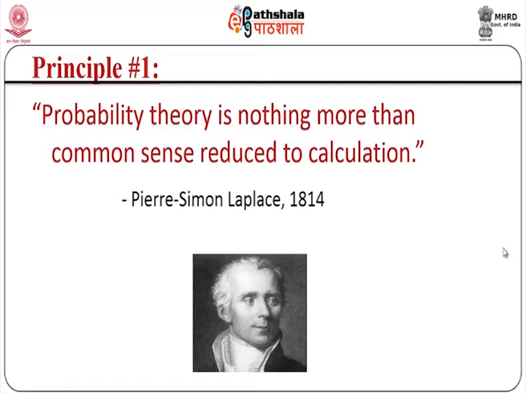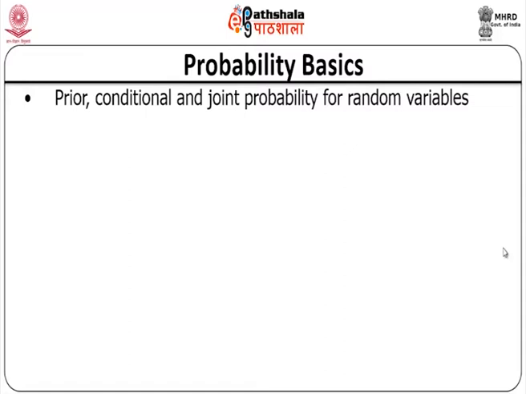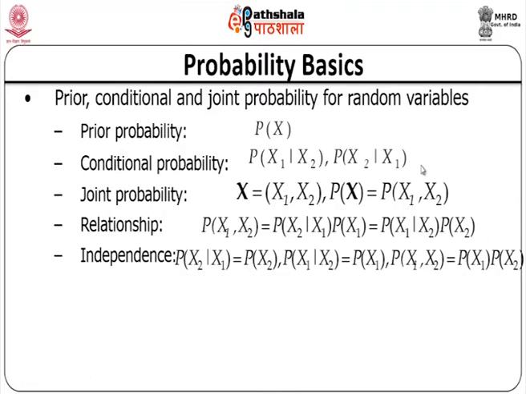So, we are going to look at some principles that we are going to use. What are the probability basics? Prior, conditional and joint probability of random variables. You have a large number of random variables. You are going to talk about prior probability of a variable, conditional probability of a variable and joint probability of more than one variable. First, let us look at prior probability. This is given as P(x), or the prior probability of x. What is the probability that x has happened before?